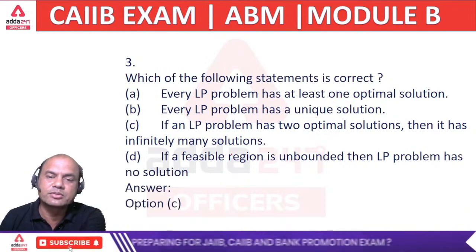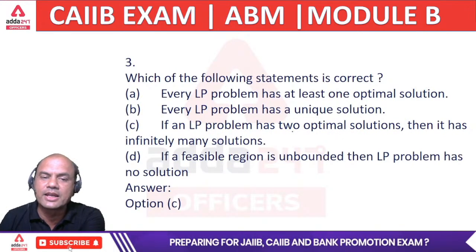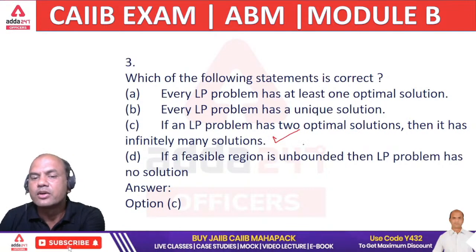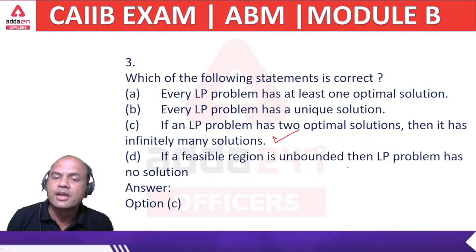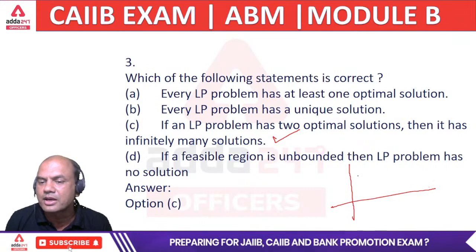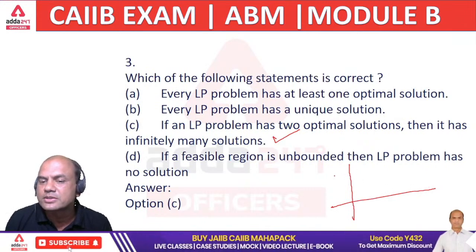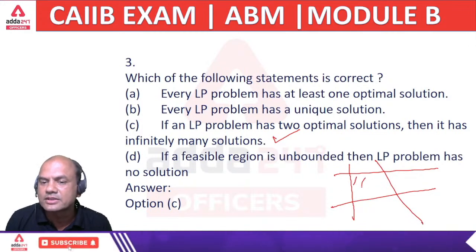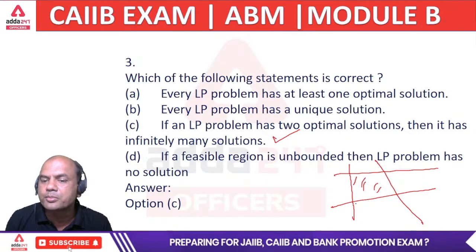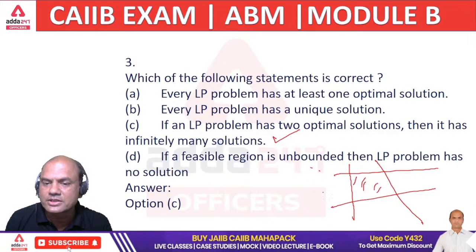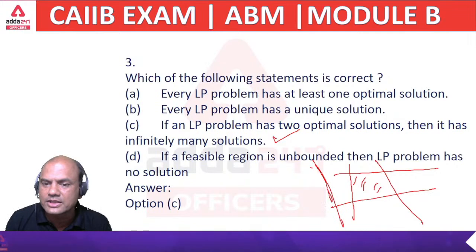If an LPP has two optimal solutions, then it has infinitely many solutions. What do you mean by this? Okay, remember one important part, in the case studies which I have taken separately. See here, if this is a feasible region, and this is my objective function, the Z function, I'll make this dark. I'll draw 2 lines over here, Z function.